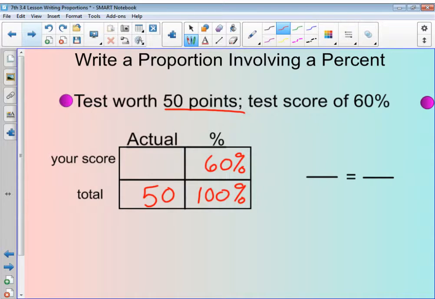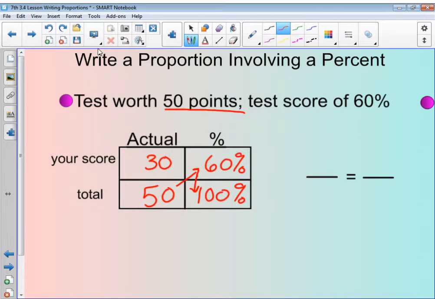Okay, so now we're going to go ahead and cross multiply and divide. And because we're multiplying and then dividing by a percent, we don't have to change those percents to decimals. So I would punch in 50 times 60 and then divide that by 100. And when I do that, it gives me 30 for my actual score.